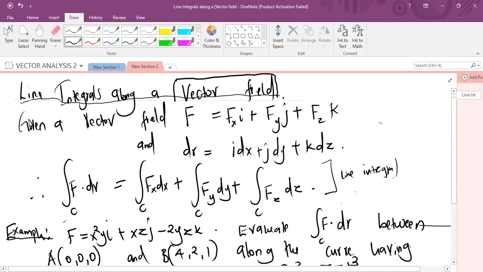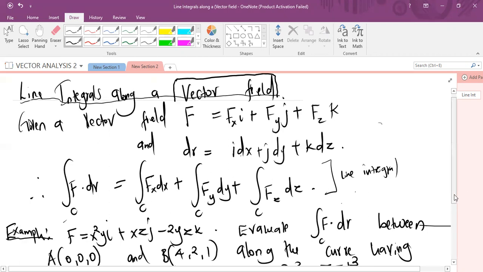So we are going to still do the same thing. We are going to express all the parameters that we have, like F, in terms of the new variable, and dr as well, so dx, dy, dz. We're going to express all of them in terms of our new variable.